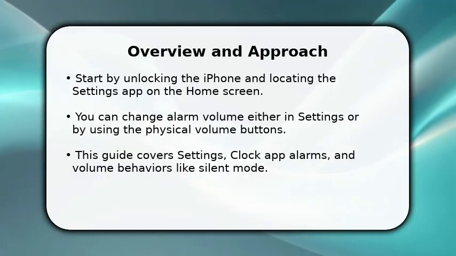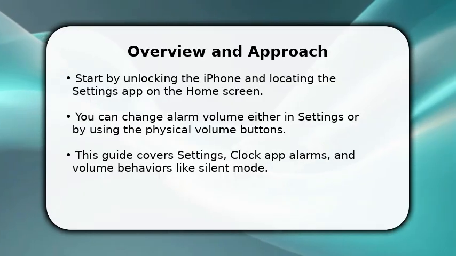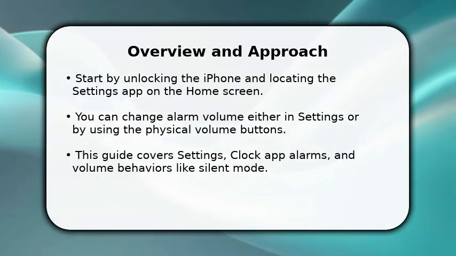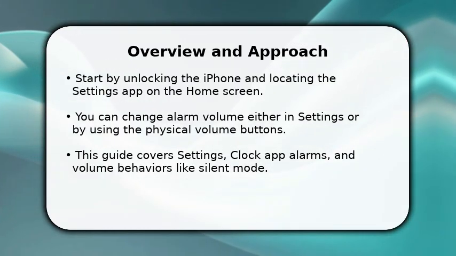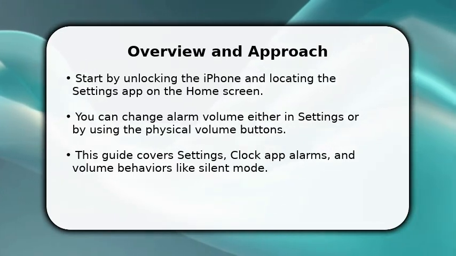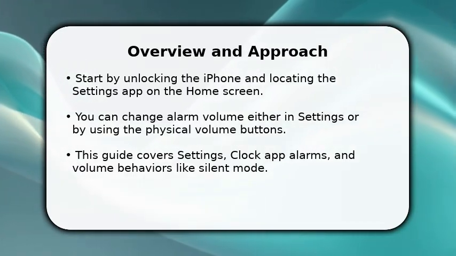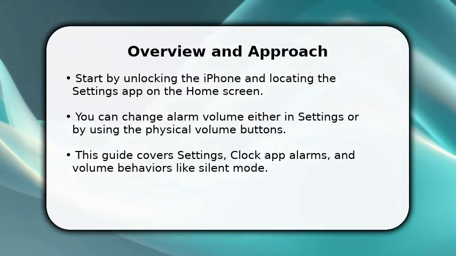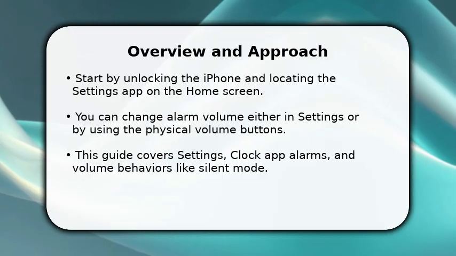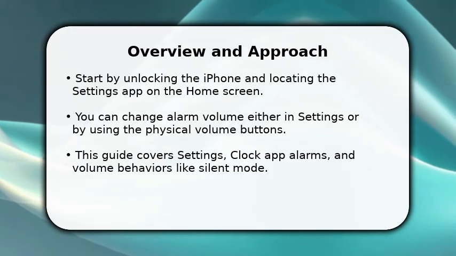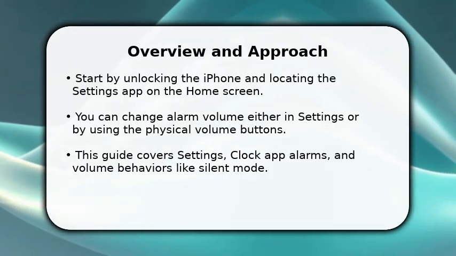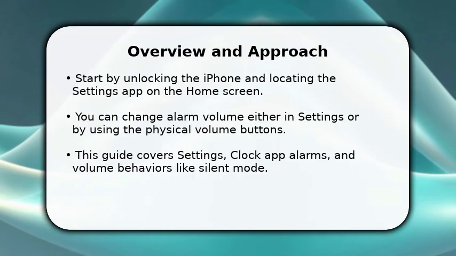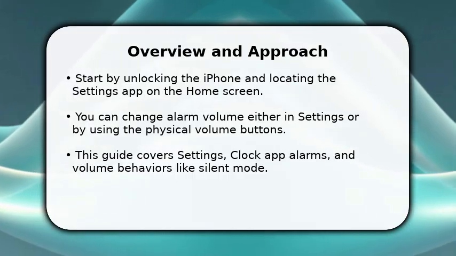I will show you how to change your iPhone alarm volume step by step. Start by unlocking the iPhone and locating the Settings app on the home screen. You can change alarm volume either in Settings or by using the physical volume buttons. This guide covers settings, clock app alarms, and volume behaviors like silent mode. Follow each step slowly and test an alarm after making changes to confirm the new volume level.